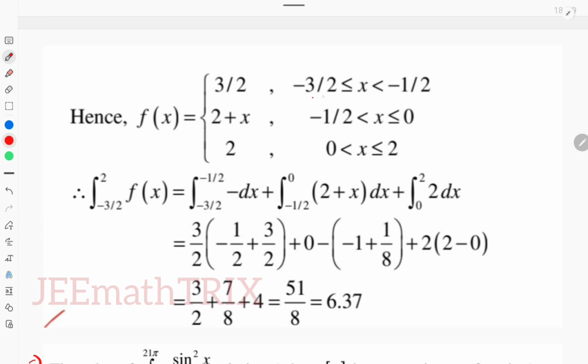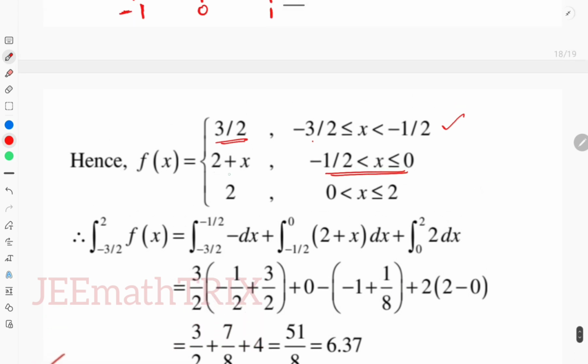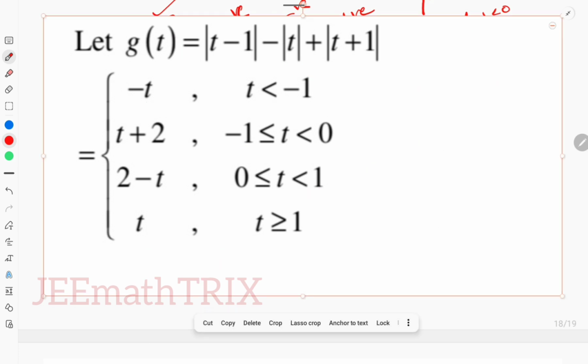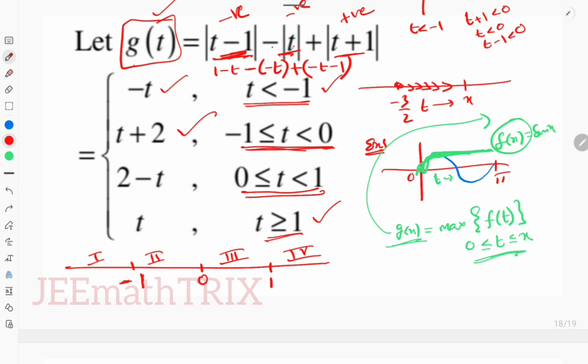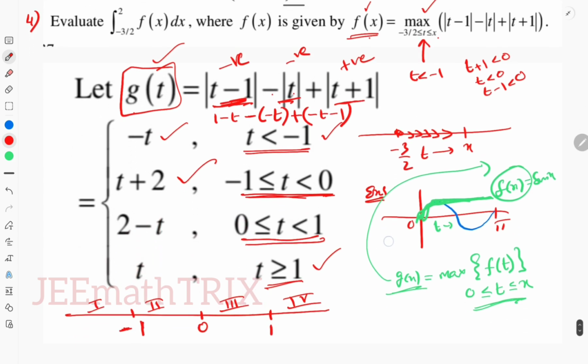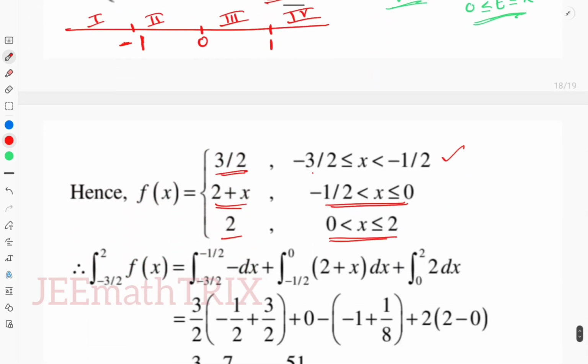F of x between minus 3 by 2 to minus half will be 3 by 2 only. If minus half to 0 is taken, then f of x will be 2 plus x. Between 0 to 2, this will be 2. So as per the definition of g, for t less than minus 1 and t between minus 1 to 0, in each of the cases we are taking the maximum values, because the function f of x is defined as the maximum of this. So accordingly, we got all these functions over here.